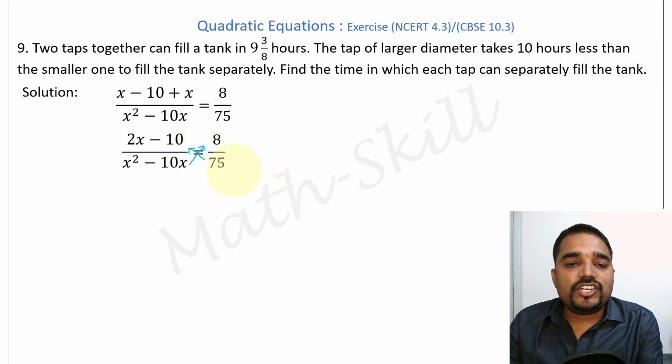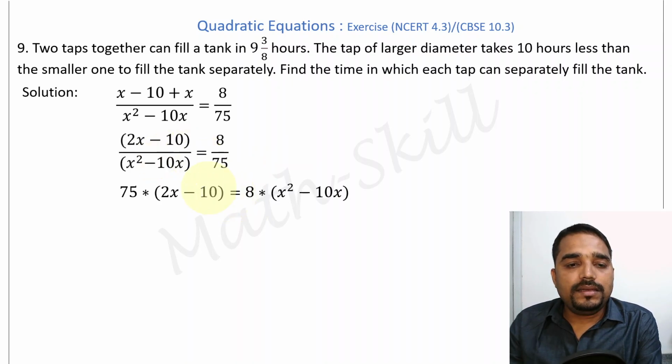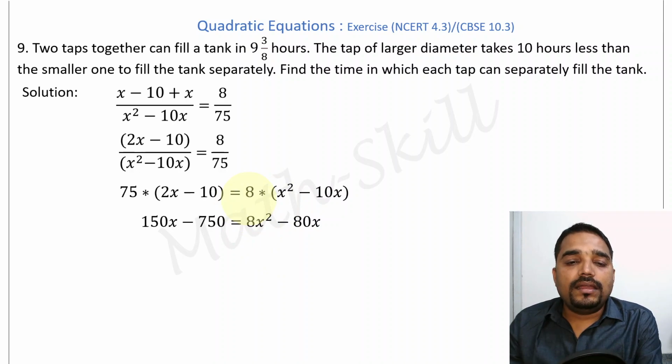Upon cross multiplication, 75 gets multiplied to 2x minus 10 and 8 gets multiplied to x square minus 10x. That is, 75 into 2x is 150x minus 75 into 10 is 750, is equal to 8 multiplied by x square is 8x square minus 8 into 10 is 80x. Now let us transpose the terms in LHS towards RHS.